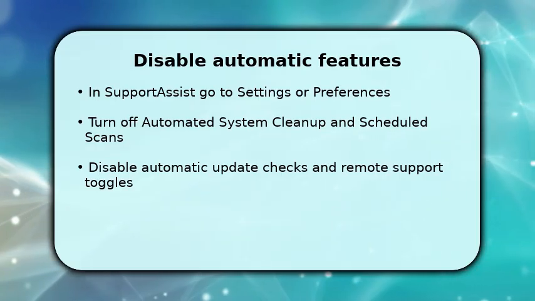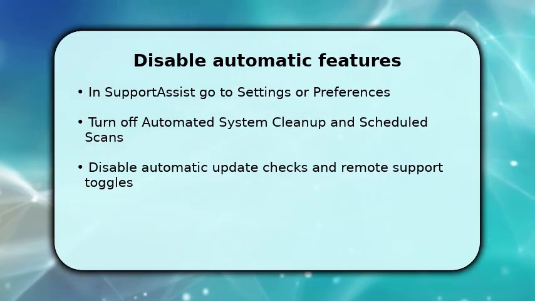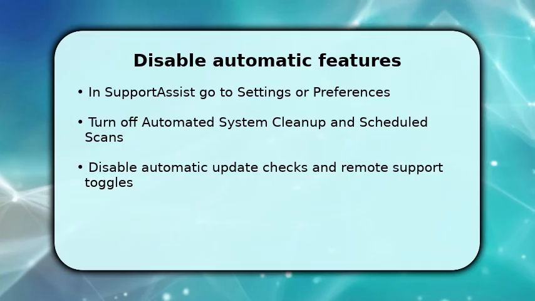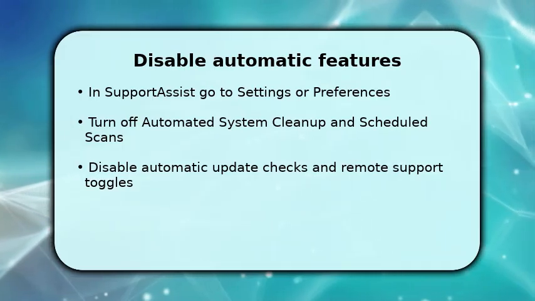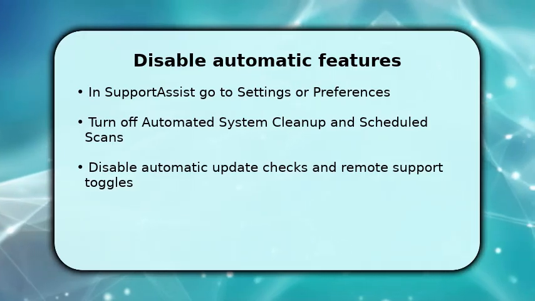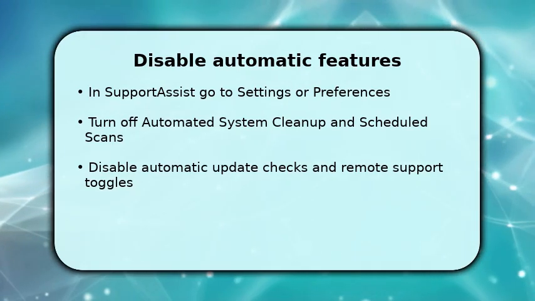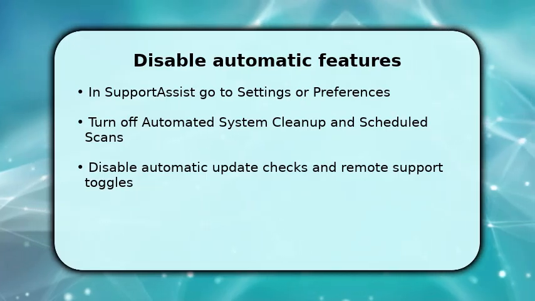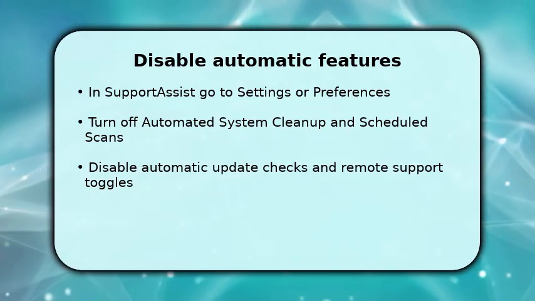Next, disable automatic update checks so SupportAssist won't relaunch to update itself. If remote support or alerts are enabled, toggle those off too. Once done, the app will stop initiating scans and network calls. This reduces background CPU, disk, and telemetry behavior.